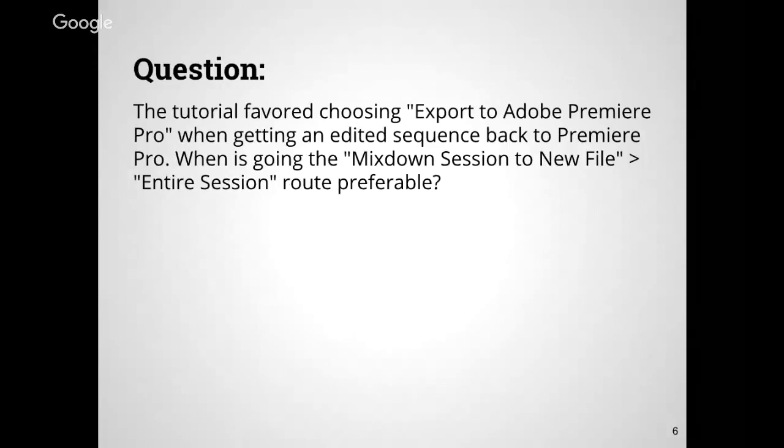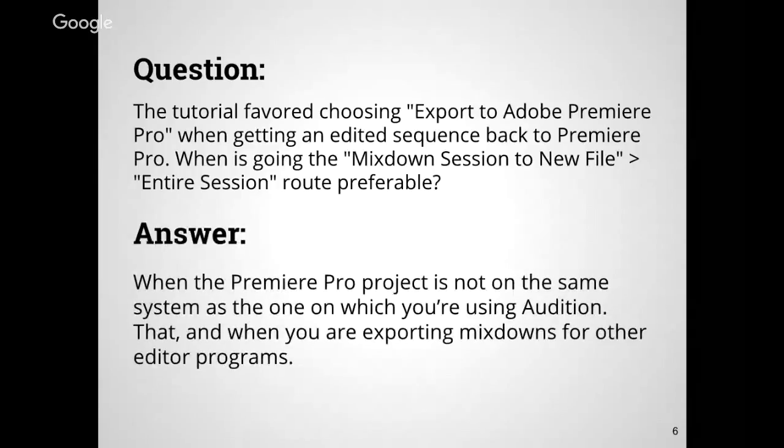The tutorial favored choosing export to Adobe Premiere Pro when getting an edited sequence back to Premiere Pro. When is going the mixdown session to new file, entire session route preferable? Well, when the Premiere Pro project is not on the same system. When you do the export to Premiere Pro, it's basically saying, where's the Premiere Pro project? And it cracks open the project file, looks inside, and asks which sequence you want to dump this in.